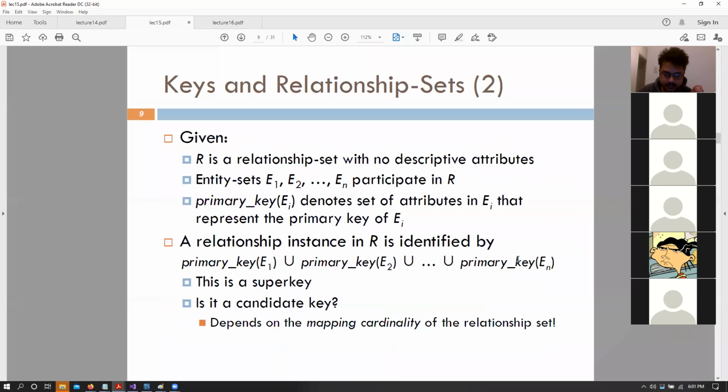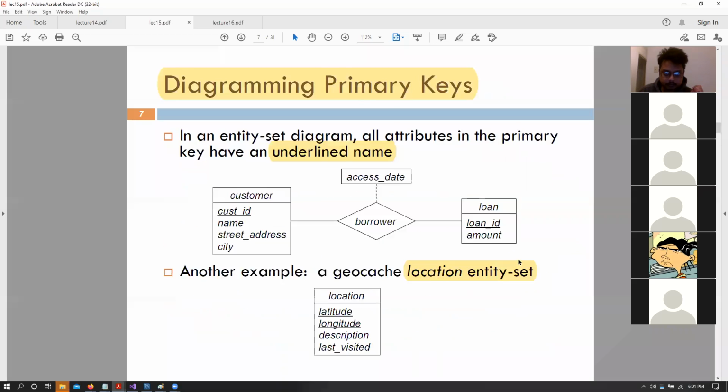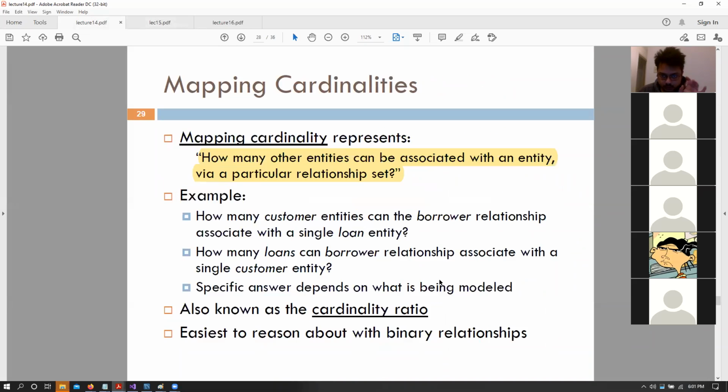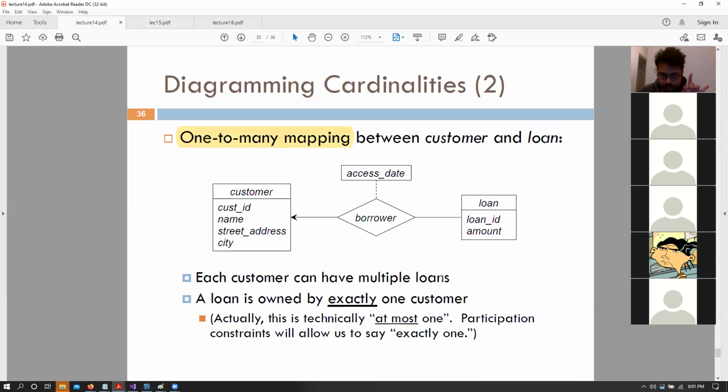Okay, so let's see. Where do I have the diagram? Give me a second. Where was that two thingy?